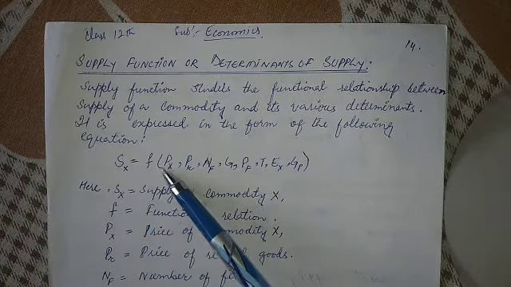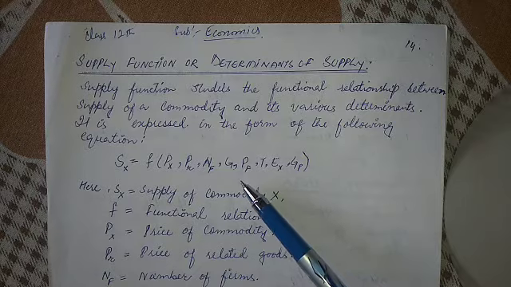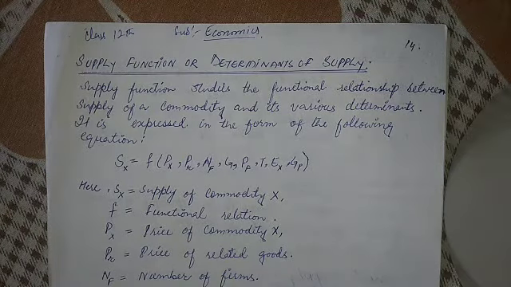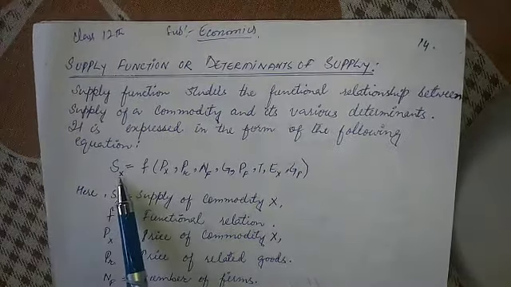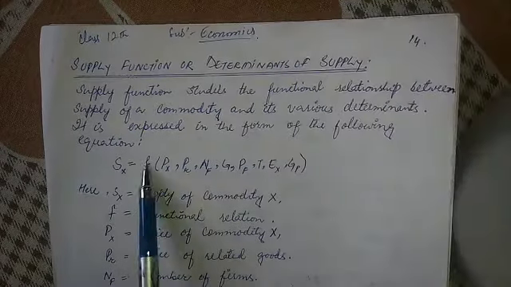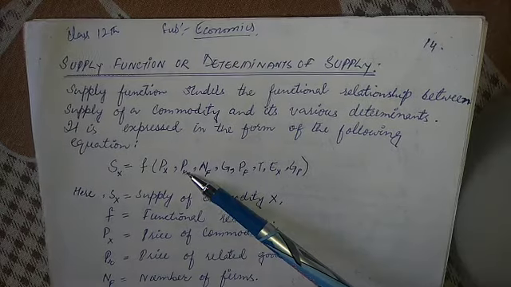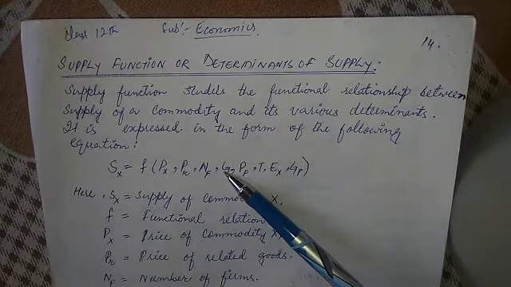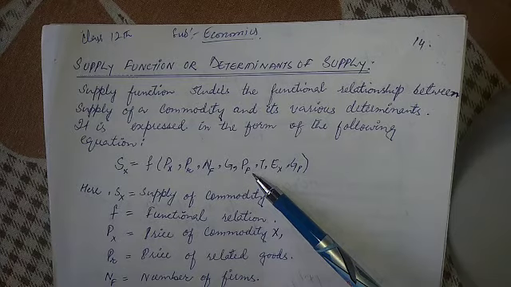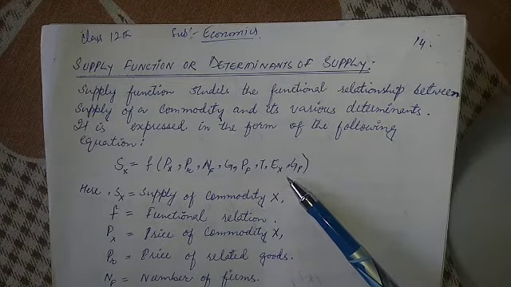So Sx is the function of Px, Pr, Nf, G, Pf, T, Ex, Gp, where Sx is the supply of commodity X, F is the functional relationship, Px is price of commodity, Pr is the price of related goods, Nf is number of firms, G is goal of the firm, Pf is price of factors of production, T is technology, Ex is expected future price, and Gp is government policy.